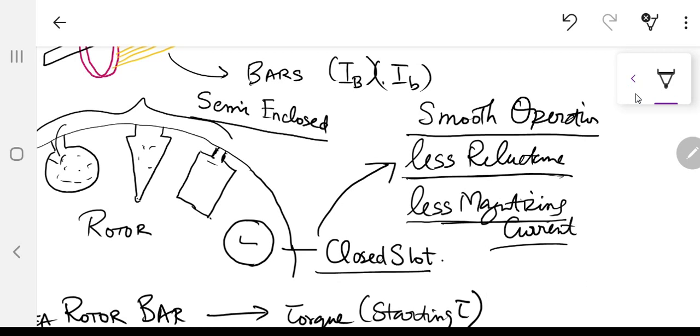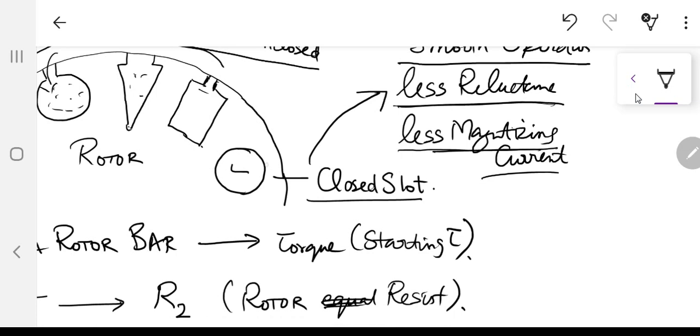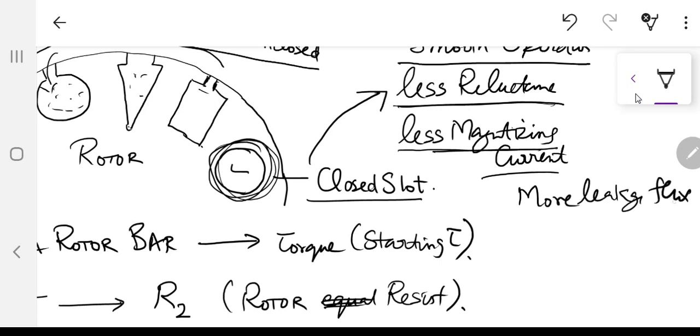But if you are using a closed slot, the disadvantage is that it is all covered with core, the lamination core. This means it's going to have more leakage flux, which means that the flux will not travel from the rotor bar towards the air gap. It will tend to stay more inside the rotor. We don't want that. Just like in the stator, we wanted the flux to travel towards the rotor, here also we want the flux to travel to the air gap.